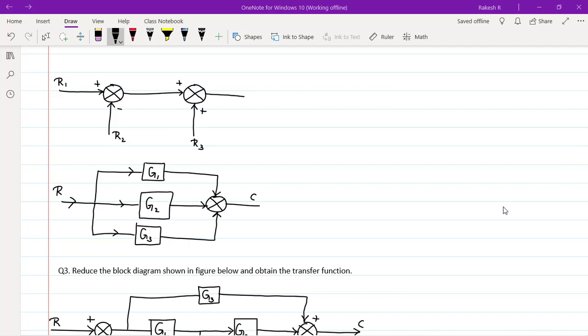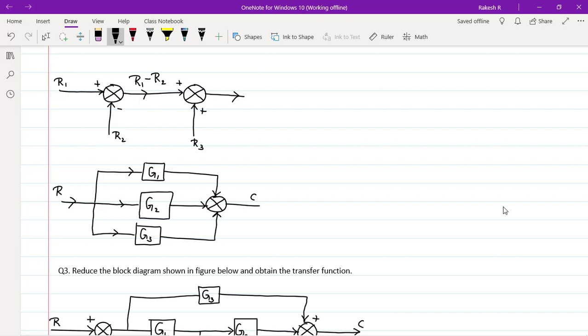Here we have a summing point with R1 as a positive input and R2 as the negative input. After that, we have one more summing point, with R3 as the input for the same signal which is flowing here. Now, in between these two summing points, what will be the answer? Here we will be getting R1 minus R2, the signal which is coming after the first summing point.